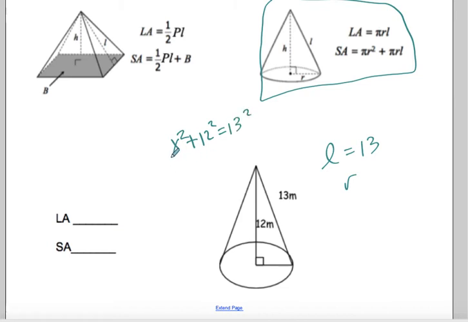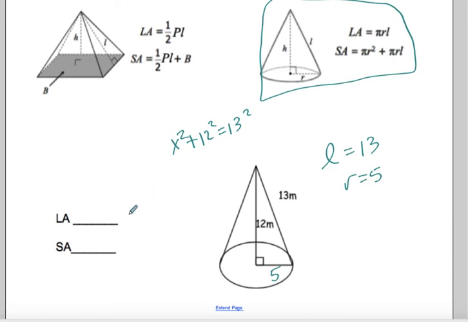There's the Pythagorean using x for one of my legs, 12 for the other leg, 13 for the hypotenuse. 13 squared minus 12 squared, and then square root that is 5. So we find that the radius is 5, and now we have everything we need for the formula.